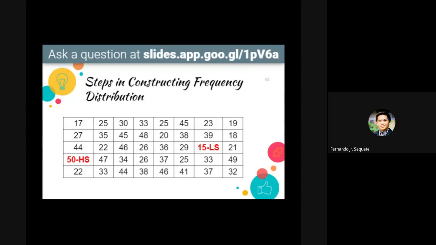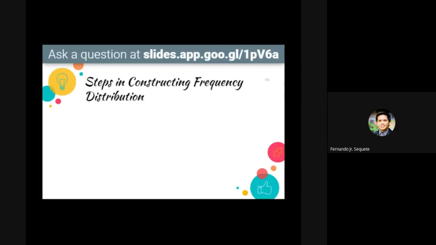Why do we have to determine the highest value and then the lowest score? It is because we have to get first the range, no? So meaning 50 minus 15, we have 35. Okay. And then yung small letter n natin, children, is the number of population or sample. That is 40. So 40 sila lahat.